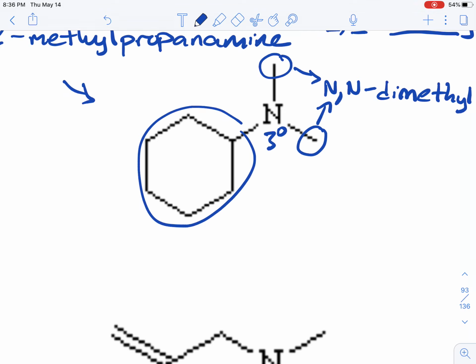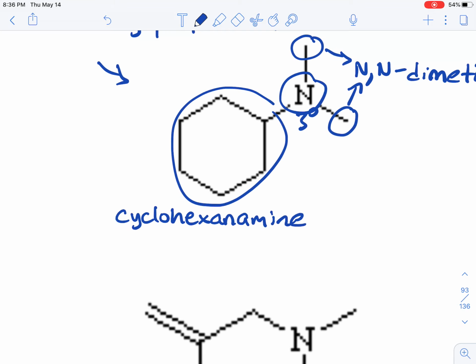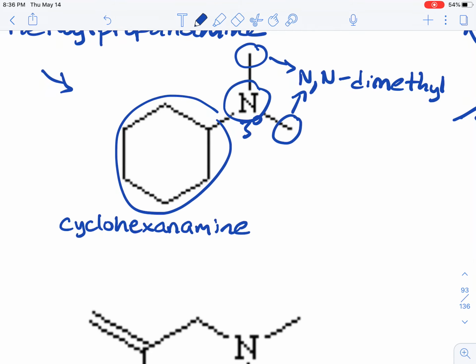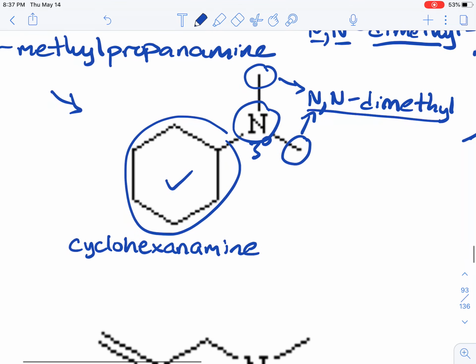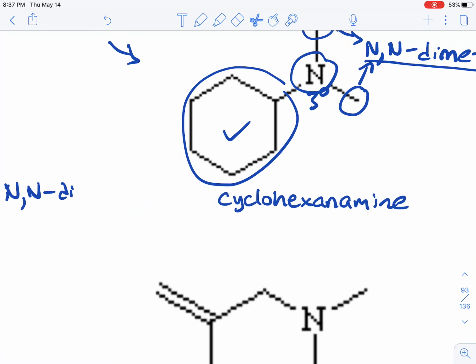And so all you need to do is name this cyclic compound. And this is going to be cyclohexane. I'm going to erase the E to include the nitrogen. So it's going to be hexanamine. And now that I've named this portion, I'm just going to go ahead and add in the very front the N, N dash dimethyl. So N, N dash di methyl.